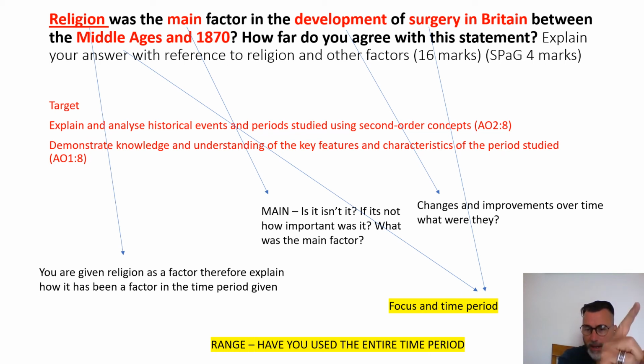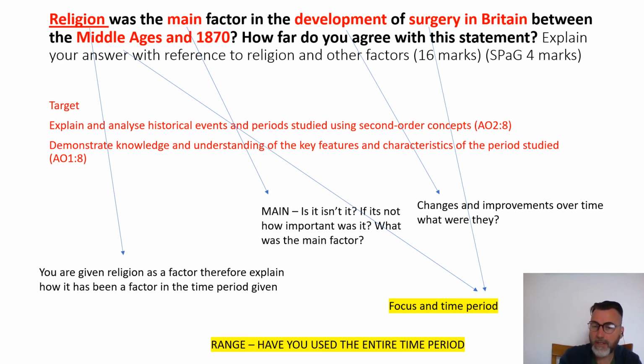But you're saying, look, religion was really important in 1000 AD. By 1450, it's not so important. By 1870, it's not that important at all. It gives you your answer. It says what is the main factor? Well, if religion isn't the main factor, what is? And does that main factor stay the same in all those time periods? My argument would be no, it wouldn't.